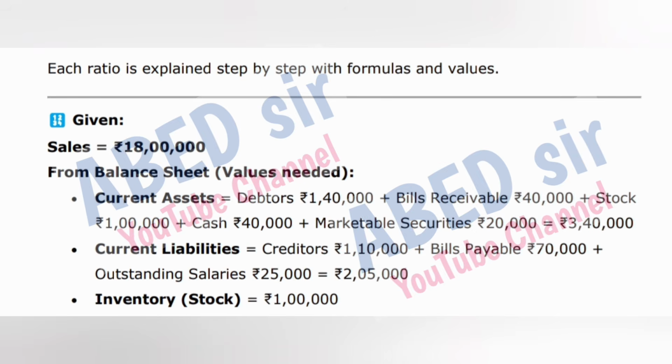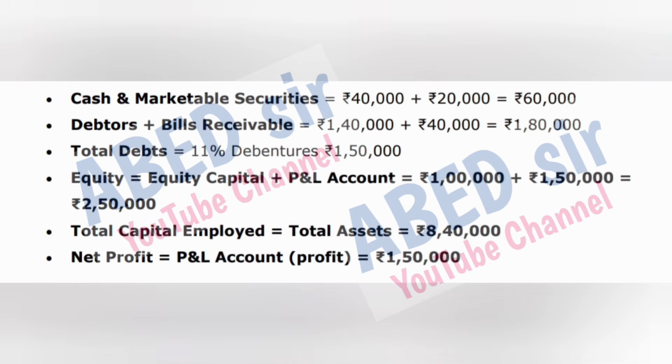Current liabilities is equal to creditors 1,10,000 rupees plus bills payable 70,000 rupees plus outstanding salaries 25,000 rupees is equal to 2,05,000 rupees. Inventory, stock, is equal to 1 lakh rupees. Cash and marketable securities is equal to 40,000 plus 20,000 is equal to 60,000 rupees. Debtors plus bills receivable is equal to 1,40,000 plus 40,000 is equal to 1,80,000 rupees.